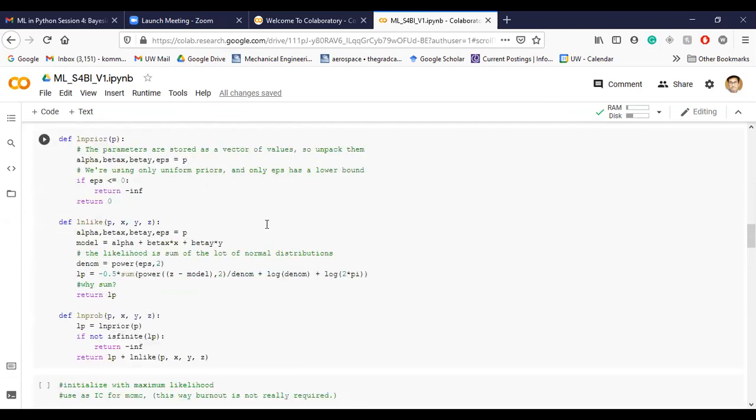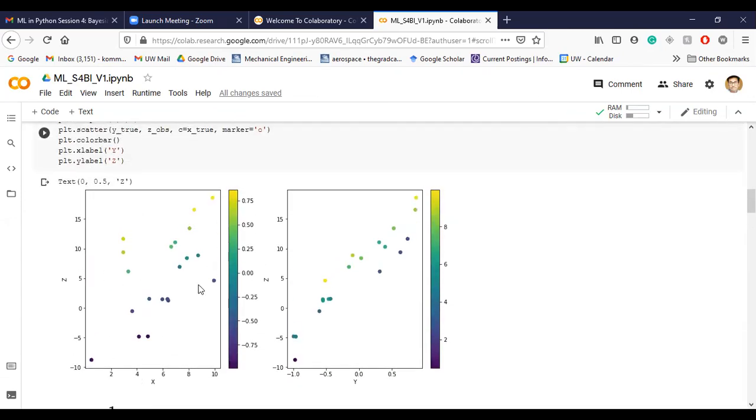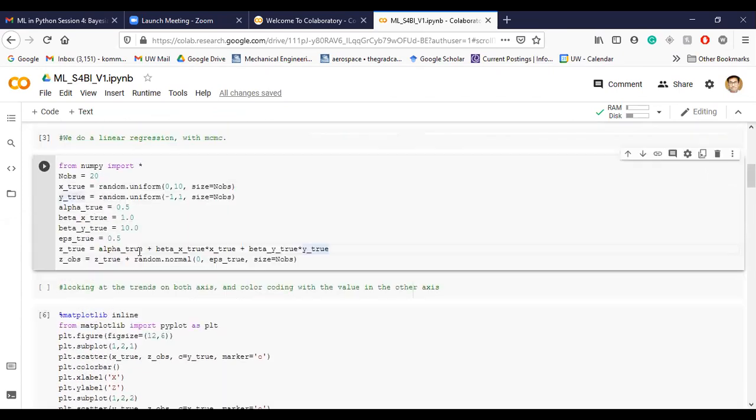If we have this data, can we go back and extract our alpha, beta x, and beta y values? That's the question which we have right now. In fact, MCMC can also extract the variance of the noise which we have added. So our problem is that we have a model. It takes 4 parameters: alpha, beta x, beta y, and epsilon, and it tries to generate some data.